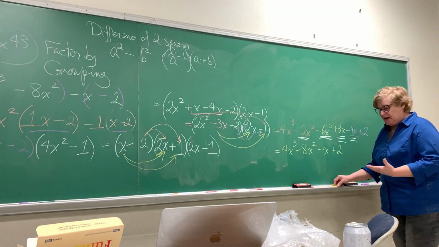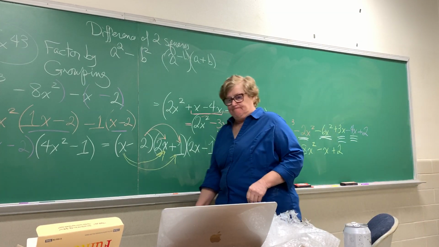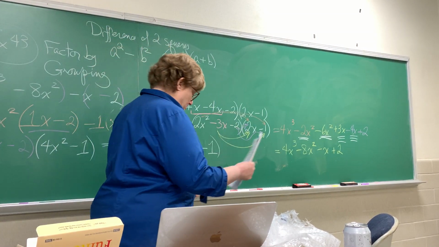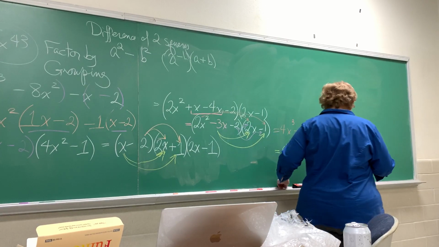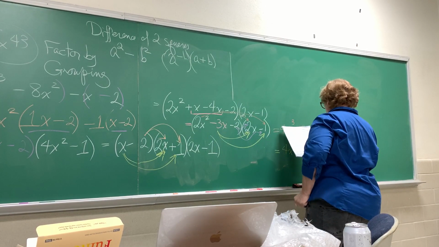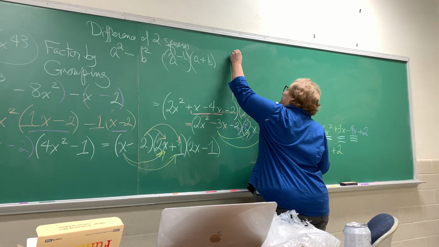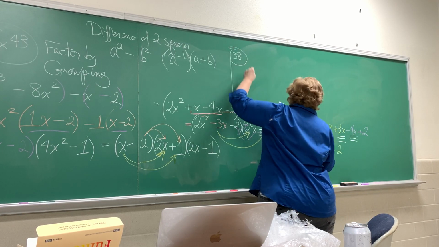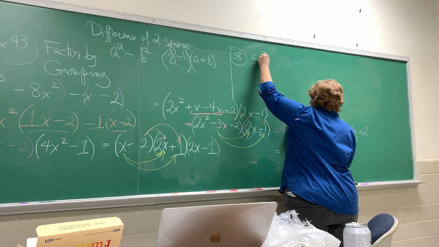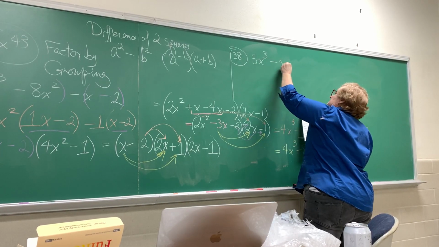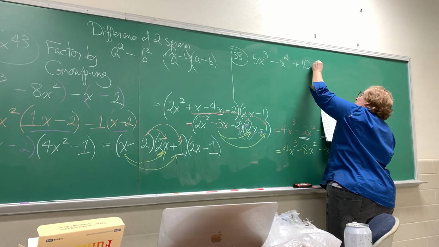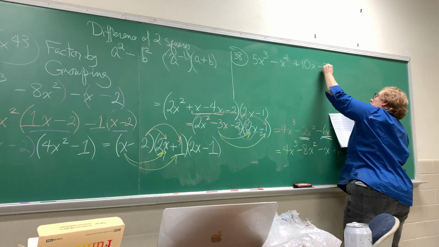Okay, let's do one more together and then y'all are gonna do one like this. Let's factor. This is number 38. 5x cubed minus x squared plus 10x minus 2.